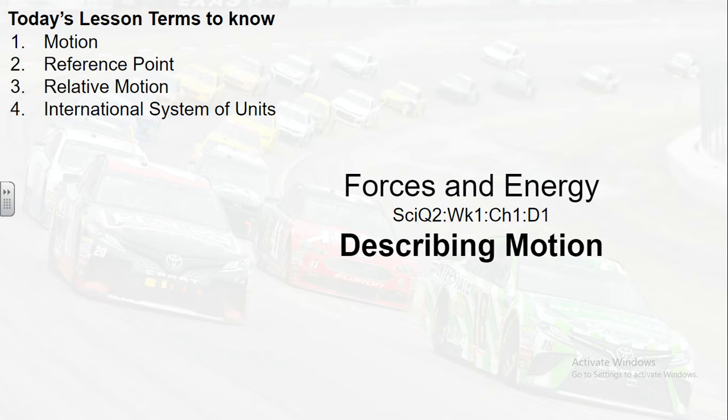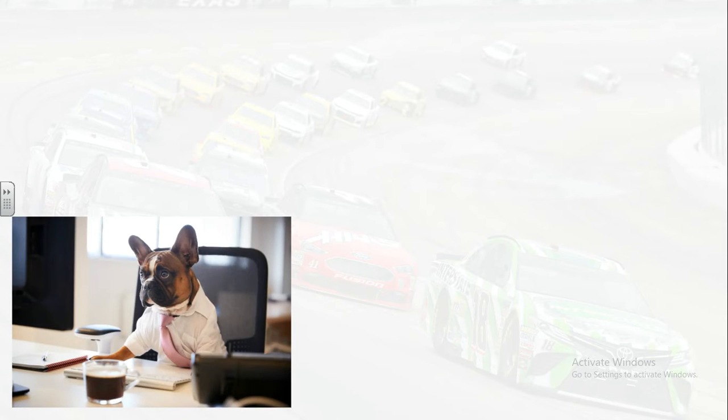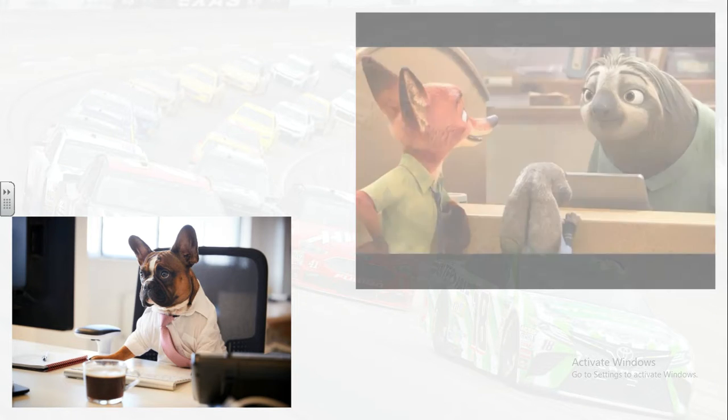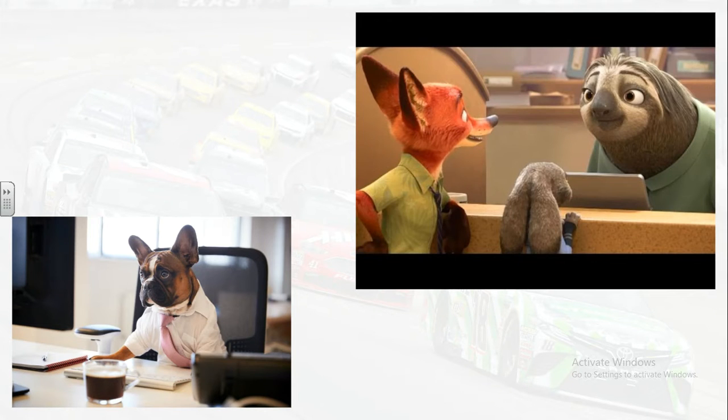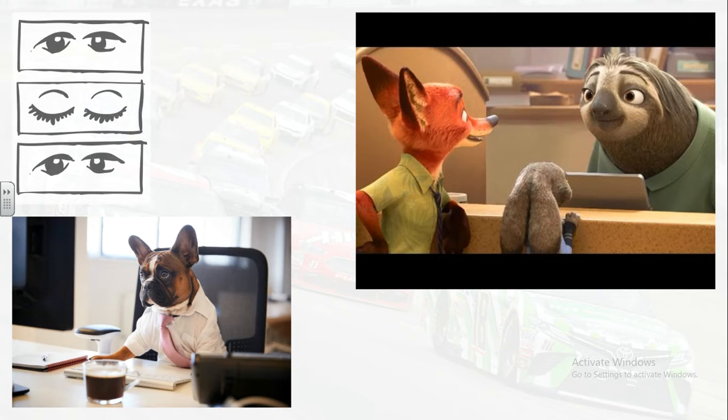Deciding if an object is in motion is not as easy as you might think. For example, you are sitting right now. So are you moving? Freeze. As still as you can. Are you moving? Well, parts of you are. Your eyes blink. Your chest moves up and down as you breathe. But when you freeze, you would probably say you are not moving.